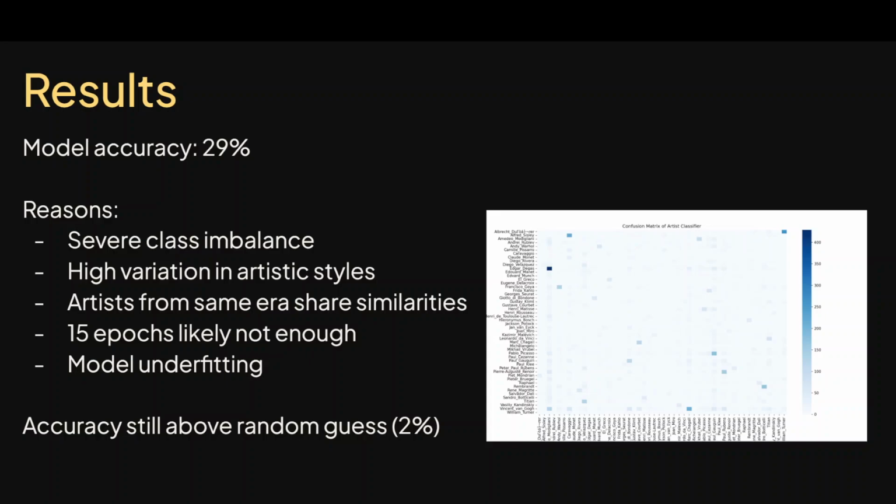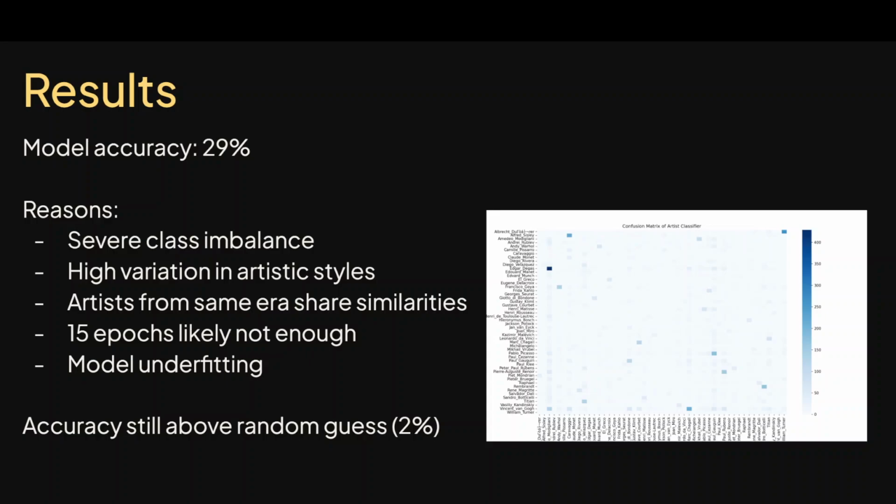Artist classification could be challenging due to the diversity of styles, even within the same artist's body of work. Additionally, different artists could share styles or subjects, especially if they're from the same artistic era. Finally, training for only 15 epochs might not have been enough for the model to learn meaningful artistic patterns. Overall, our model is most likely underfitting and needs more training on a more robust architecture.